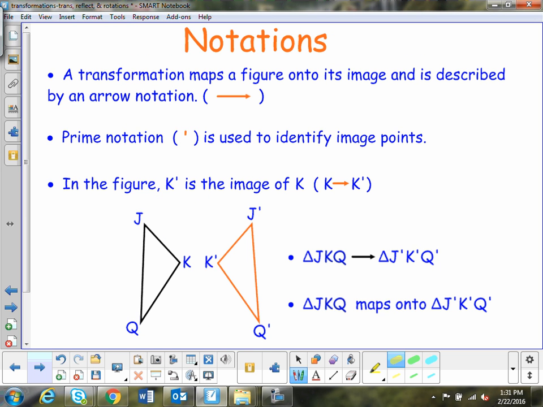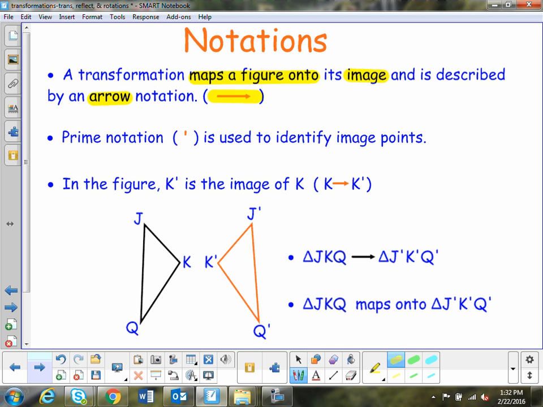All right. Notation. Some notations that you've got to know. A transformation maps a figure onto its image. There's that word again, image. Make sure you know that one. And it is described by an arrow notation. Write those in. So the arrow basically means maps onto. If you hear me say triangle JKQ maps onto triangle J prime K prime Q prime, that's what it means. Maps onto just says which one's the first one and which one's the second one.